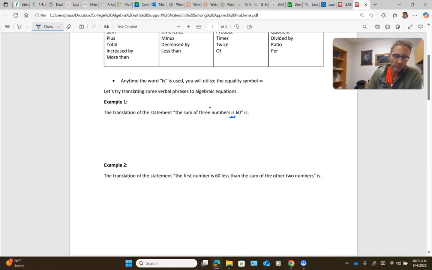And usually the homework will tell you which variables to use, but I'm just going to arbitrarily choose x, y, and z. So if we're talking about the sum of those three numbers, then I would be adding those three numbers. Well, I don't know what those three numbers are, so I'm using variables. So x plus y plus z is, in other words, has to equal 60. So I've just translated that phrase into a mathematical statement.